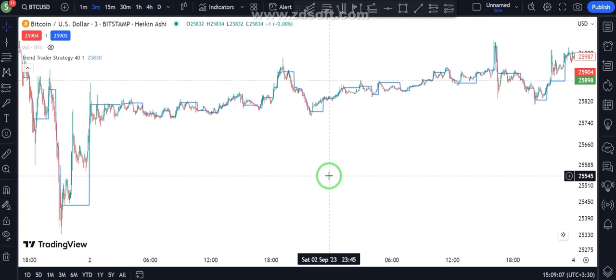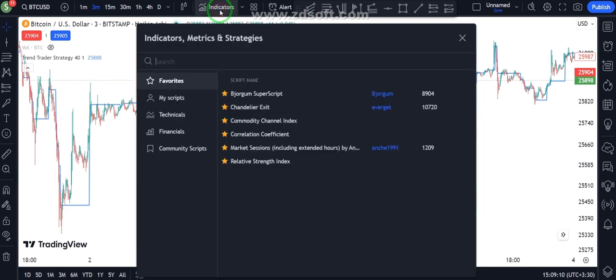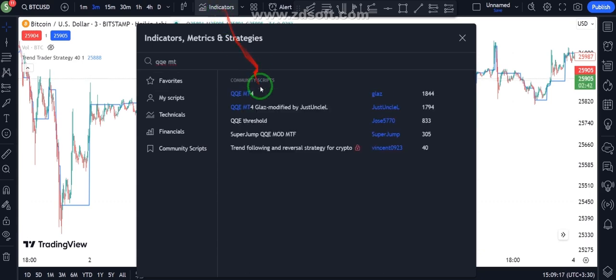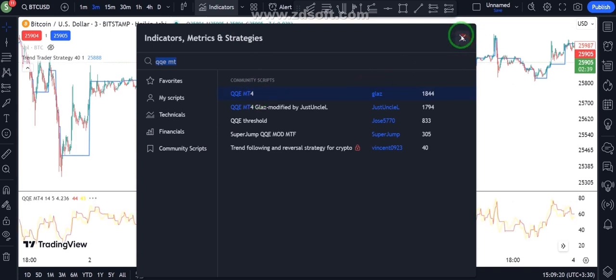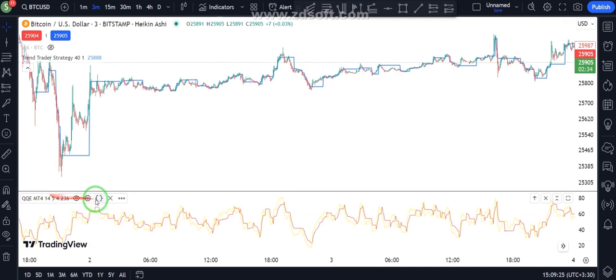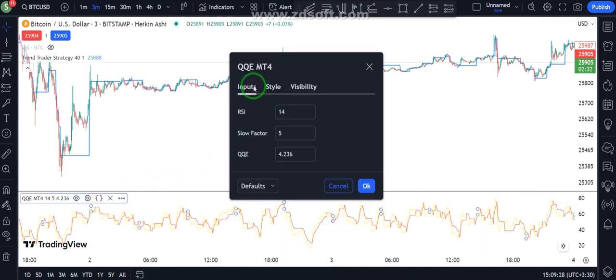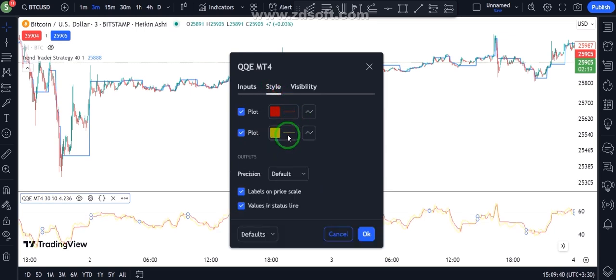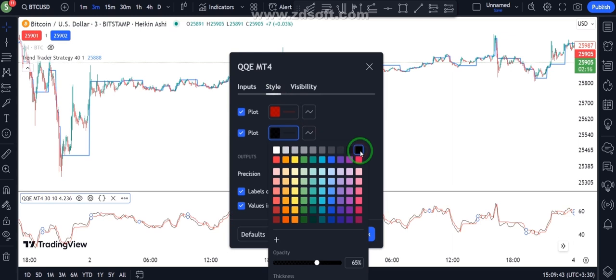For the second indicator, search QQE T4 and put it on the chart. Go to the settings, and in the input tab change RSI to 13 and slow factor to 10. Then go to the style tab and change the yellow to black to see better.